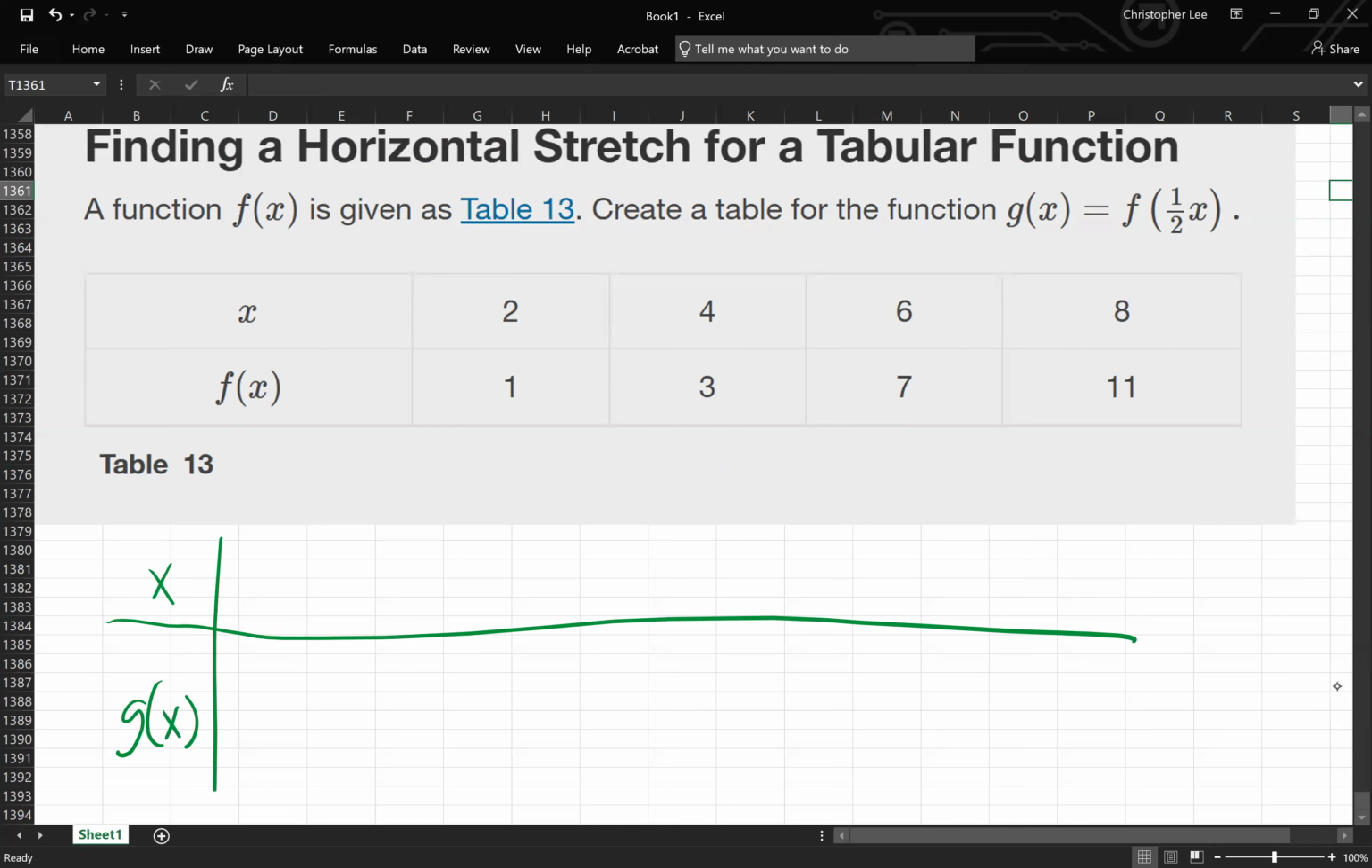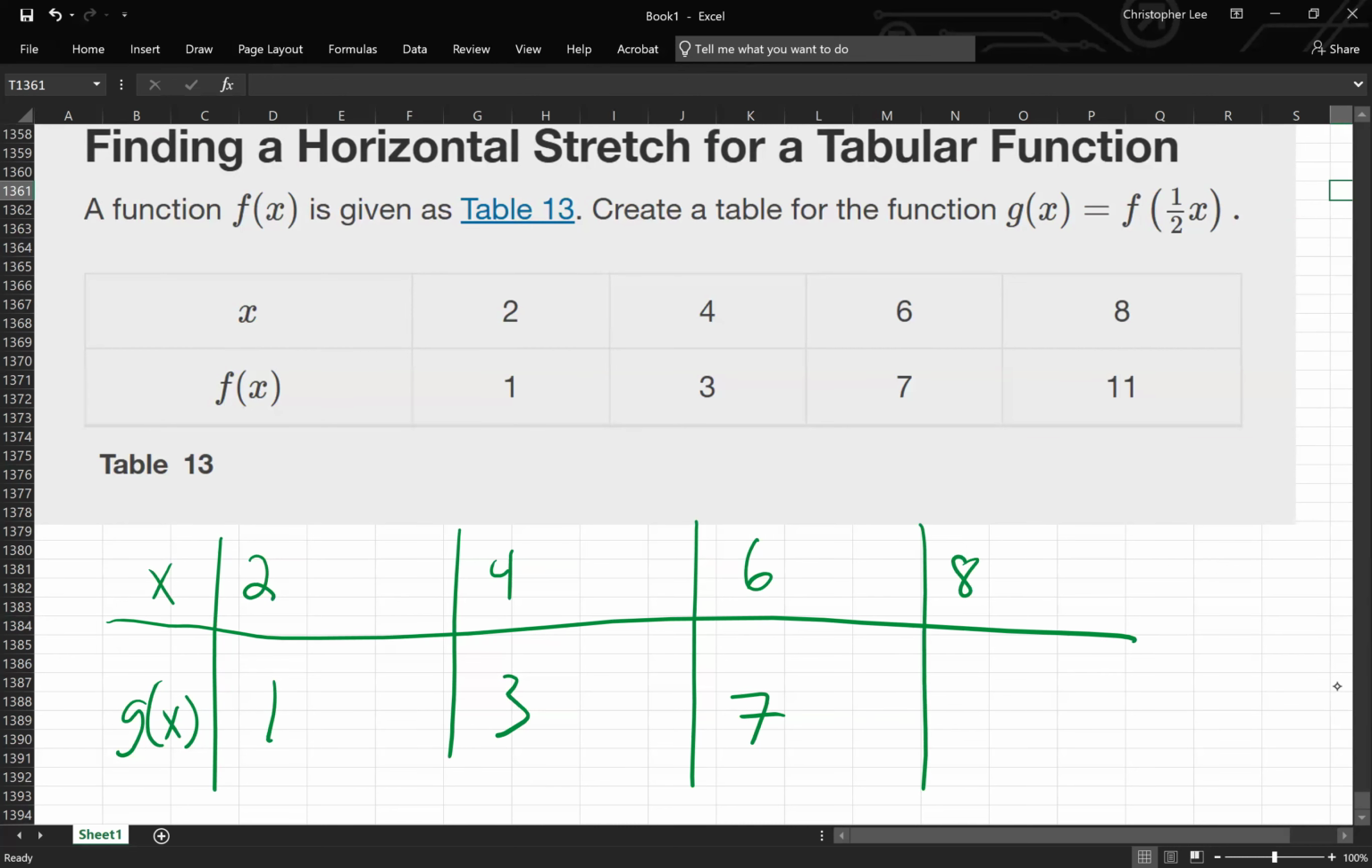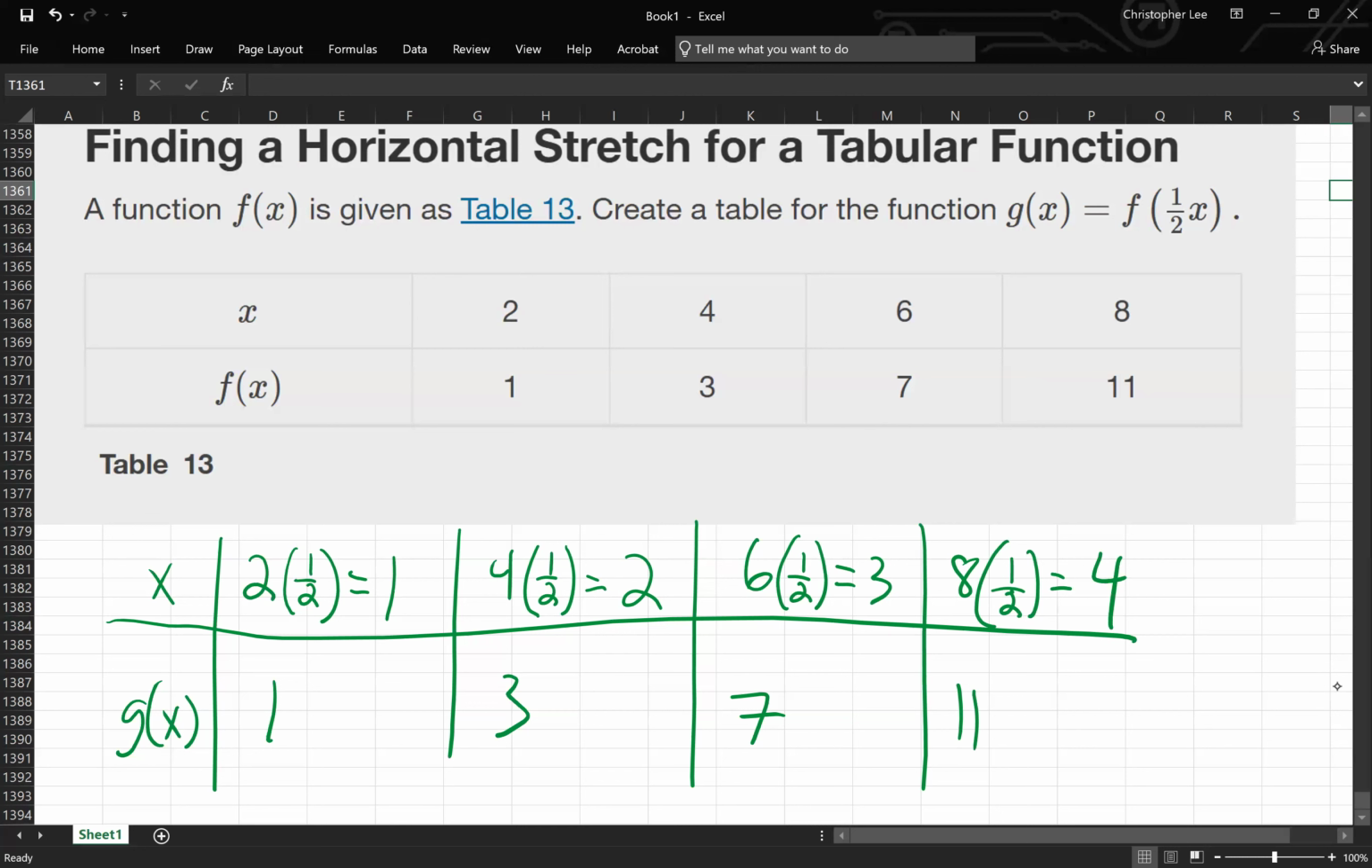All right. So let's say I have x values 2, 4, 6, 8 and f values 1, 3, 7, 11. We said the x was changing, so we're going to multiply these by a half. Half of 2 gives 1, half of 4 gives 2, half of 6 gives 3, half of 8 gives 4. All right. So that's our stretch.